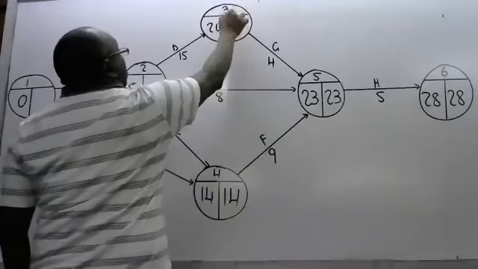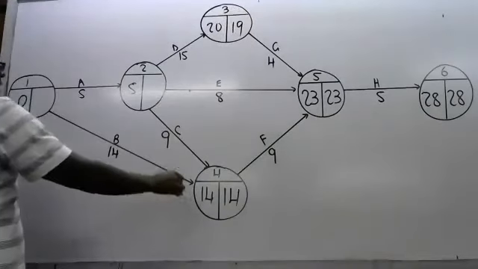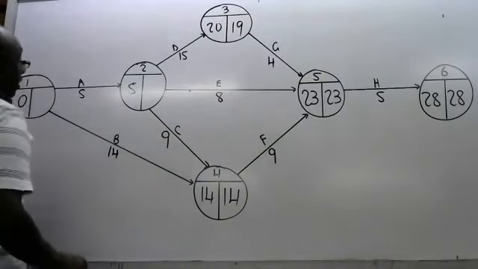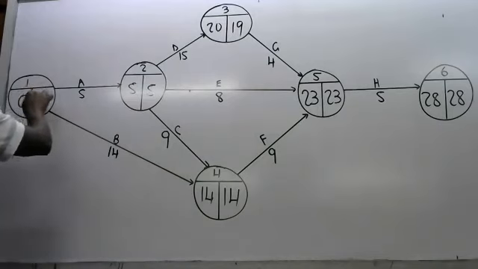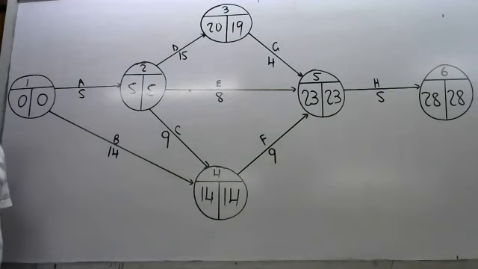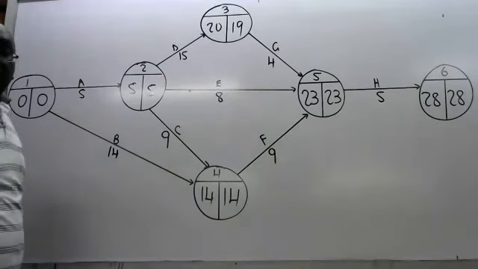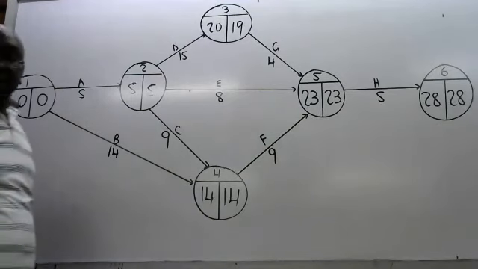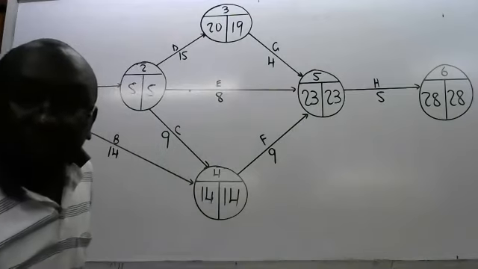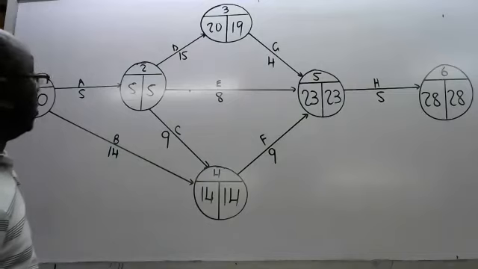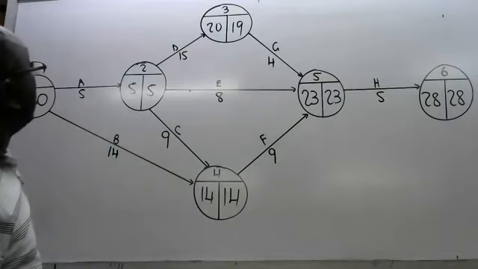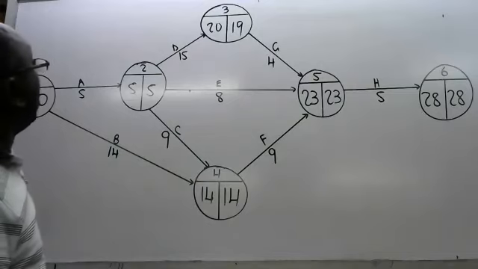This here is 19. And this one is 5. And this is 0. So the critical path five is 24. Why 25?